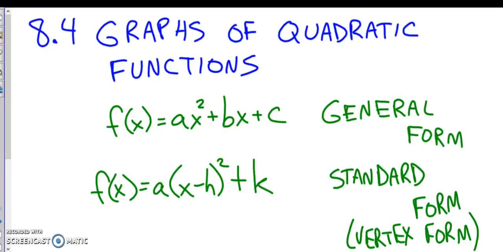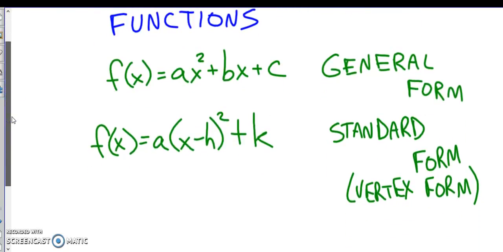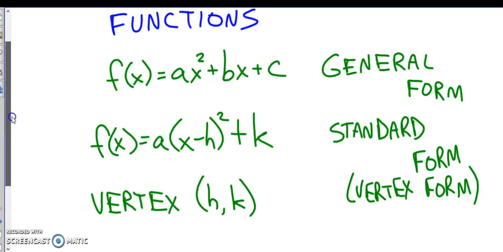And the reason why it's sometimes called vertex form is because you can look at it and immediately tell where the vertex is. So the vertex is at h comma k. Notice that this h here has a minus in with it. So basically you have to change the sign on the h part and leave the sign alone on the k part.